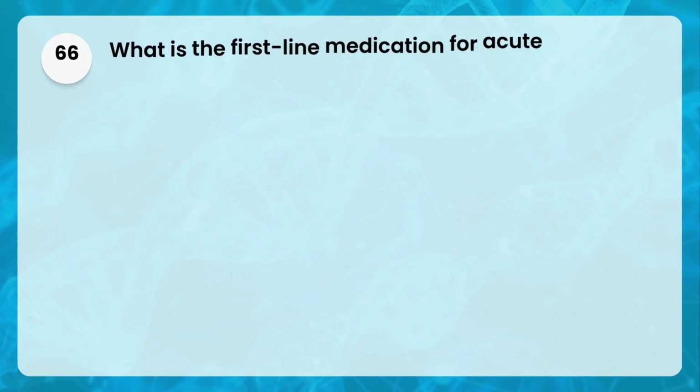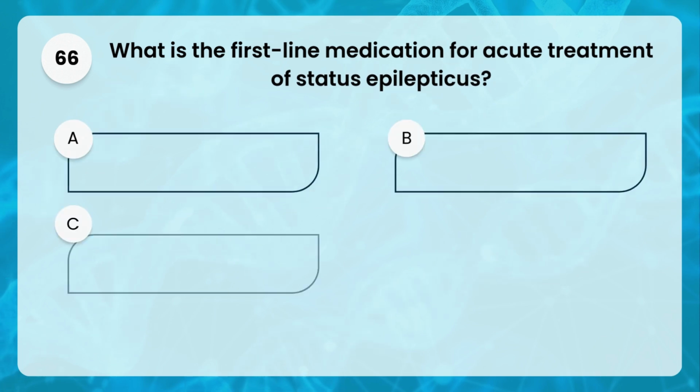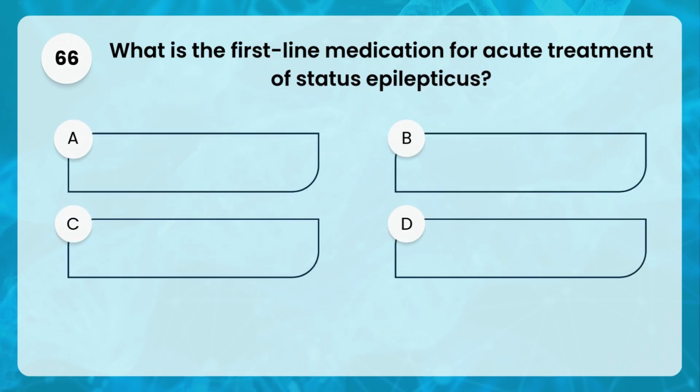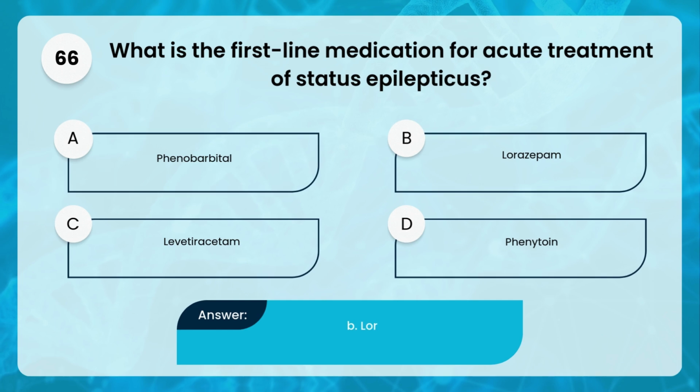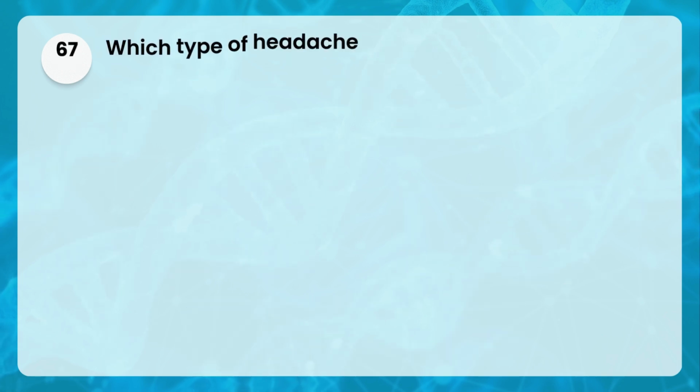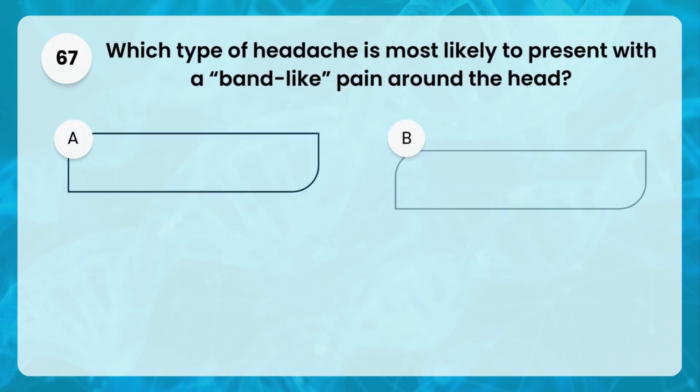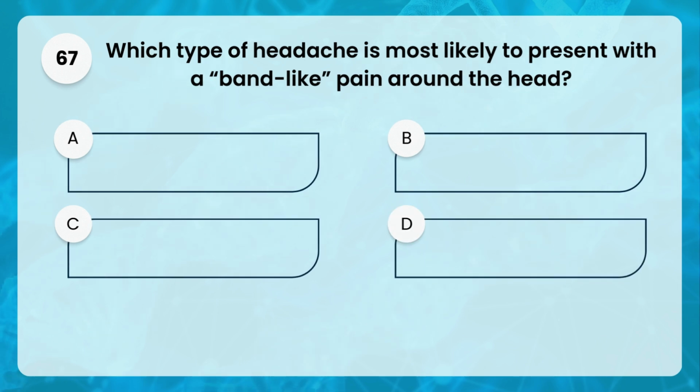Number 66. What is the first-line medication for acute treatment of status epilepticus? A. Phenobarbital. B. Lorazepam. C. Levetiracetam. Or D. Phenytoin. The answer is B. Lorazepam.